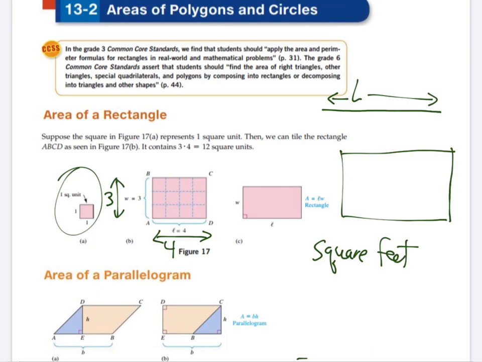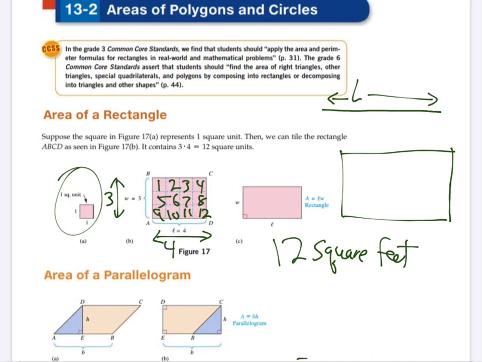How many total squares in there? Yeah, going to be 12, huh? 1, 2, 3, 4, 5, 6, 7, 8, 9, 10, 11, 12. Yeah, so it's a 3 by 4 rectangle. It has 12 square units, 12 square feet. So we would say the area of that rectangle is 12 square feet. And a square foot is a 1 foot by 1 foot square. So there's actually 12 square feet located in that rectangle. That's the area of that rectangle.